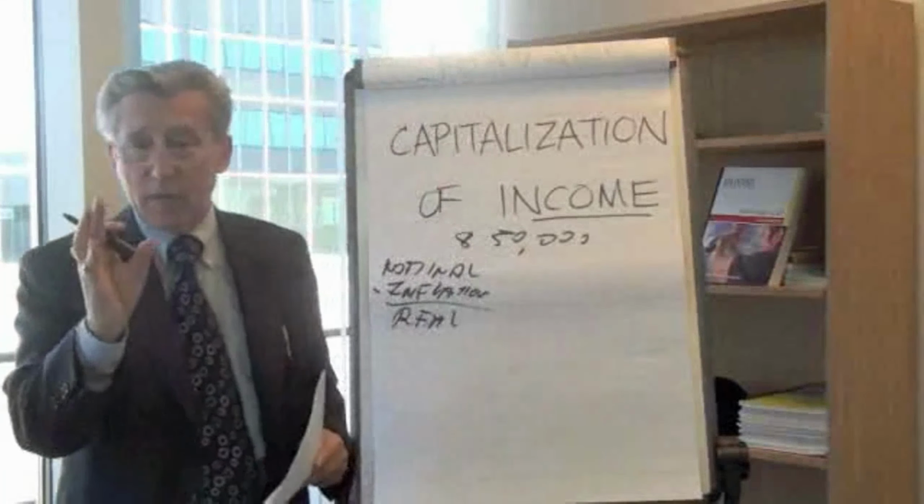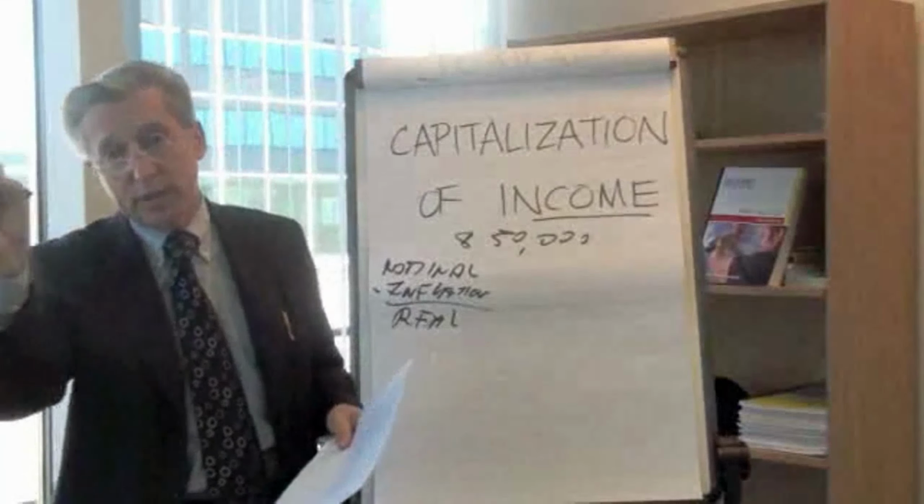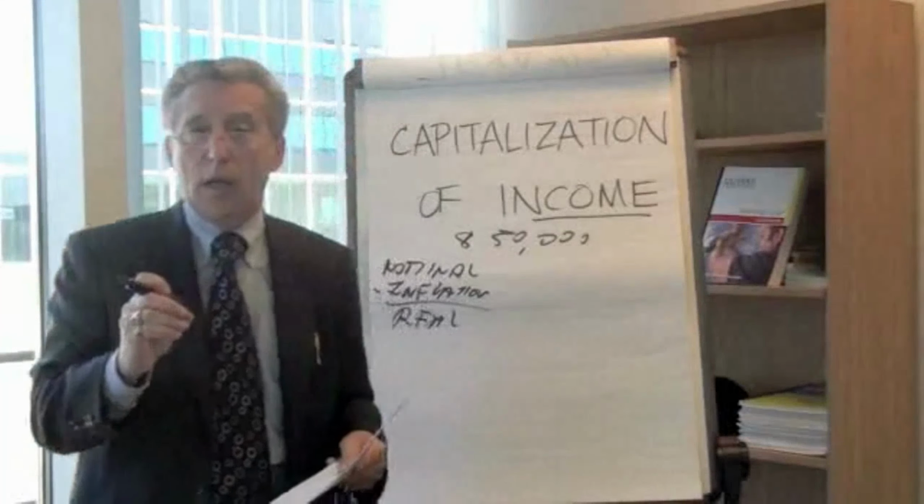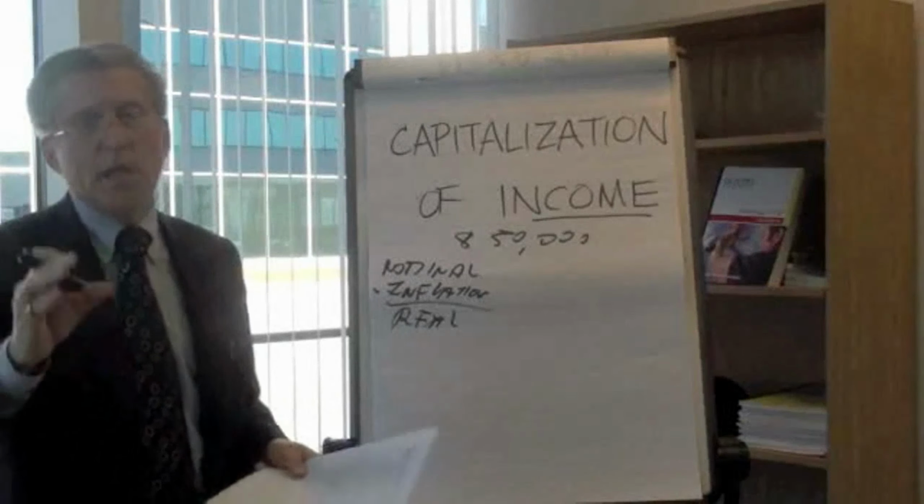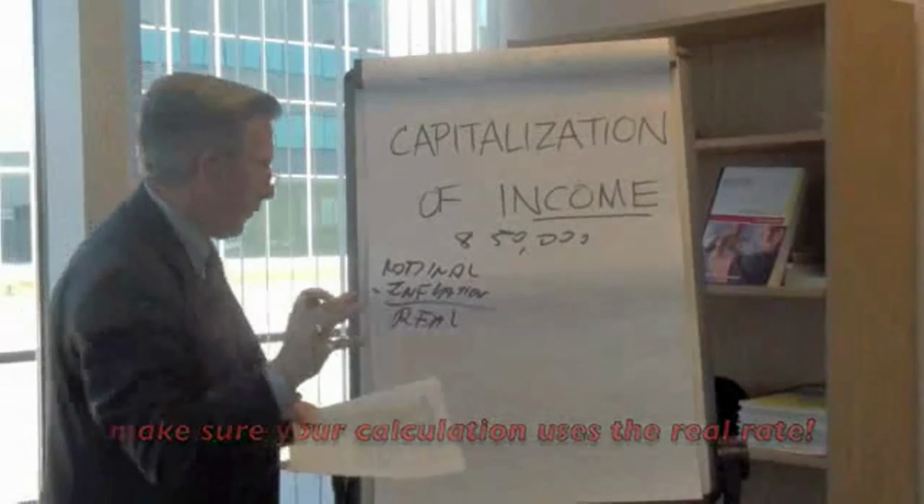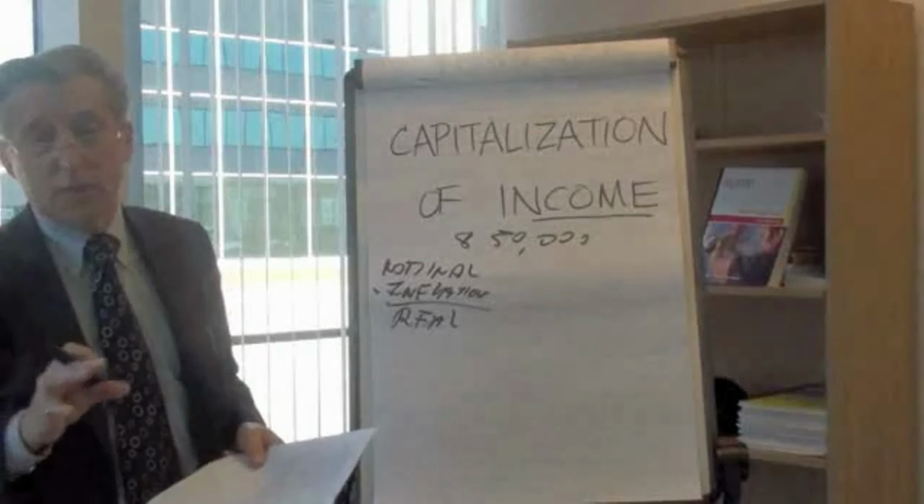Sometimes on the exam, they may actually say this is the real interest rate, in which case you use it. Other times, they may say the interest rate is 8%, however inflation is running at 3%, so you now know that 8 minus 3 is 5%. So let's assume again in our example that it is 5%.